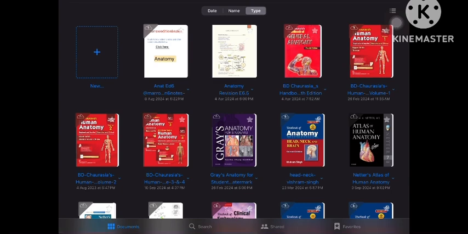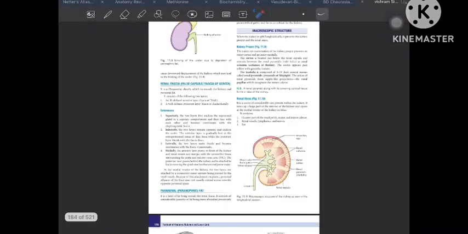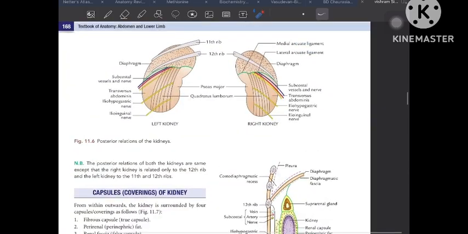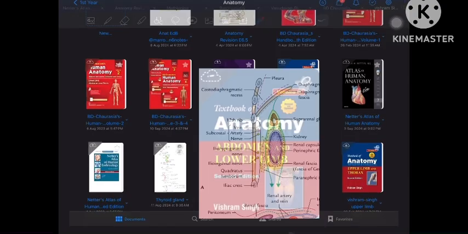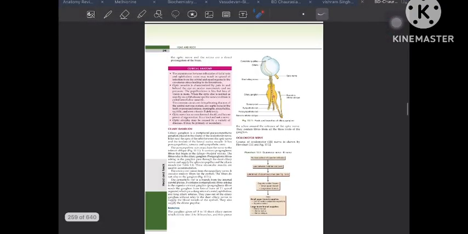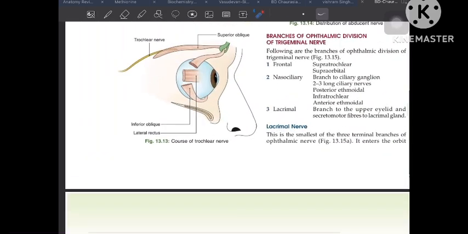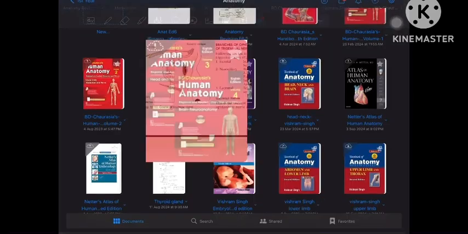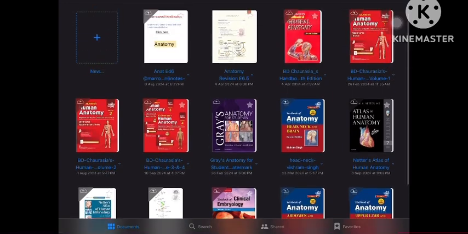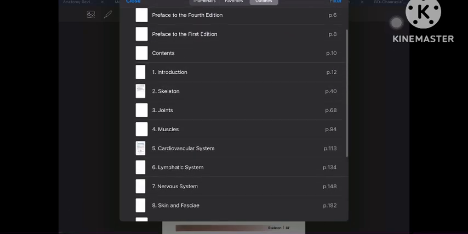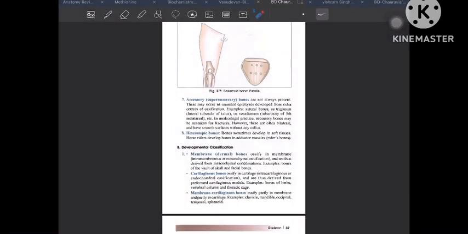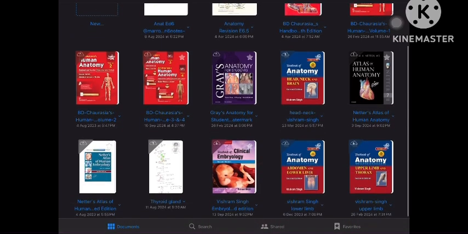And for regional anatomy, like the head, the upper limb, the lower limb, you can use BDC or you can use Vishram Singh. You can see in the Vishram Singh book, the diagrams are good and you can easily draw such diagrams. In the other book, the diagrams are not proper enough to draw. That's why I suggest you use Vishram Singh. The genetics portion is already given in the handbook, so there is no need for another genetics book. So you have to use the BDC handbook and Vishram Singh.